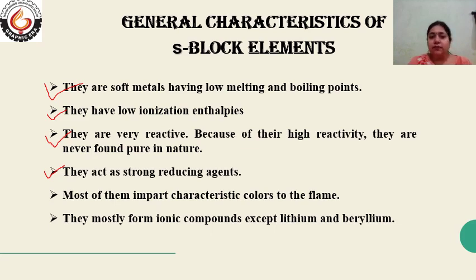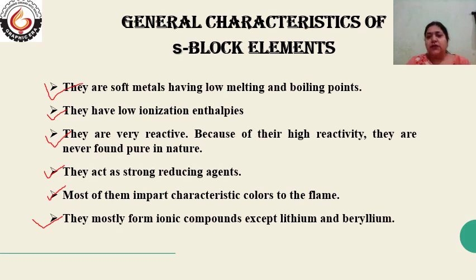Then most of them impart a characteristic color to the flame. That means when these elements are burned in a flame, you will find a characteristic color for each element. Then they mostly form ionic compounds except lithium and beryllium. Obviously, as these elements easily release electrons, they can easily donate electrons, so they can easily form ionic compounds.